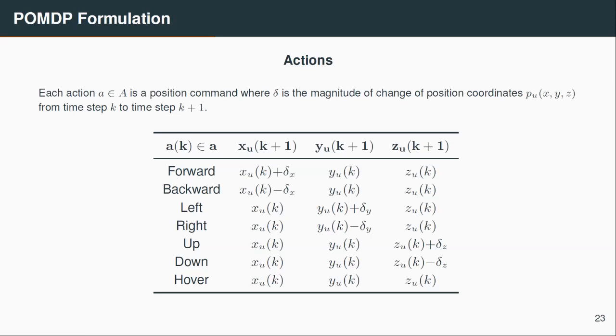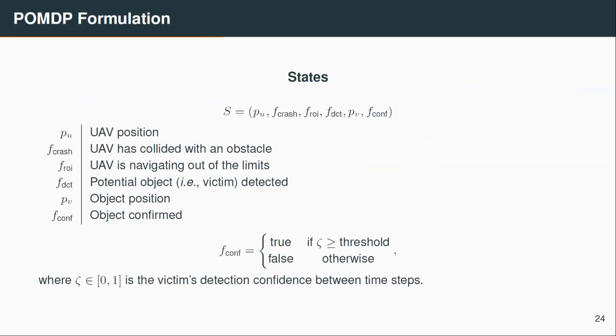For our set of actions, we have the actions that you can see on the screen. These are essentially position commands, where we have a variable that I highlighted called delta, which is the magnitude of change of position coordinates between time steps. Just to give a quick illustration, if I want to go forward, that delta defines the length of the change of position between time steps. So if it's 1 meter, the UAV should go 1 meter on the next time step if I want the UAV to go forward.